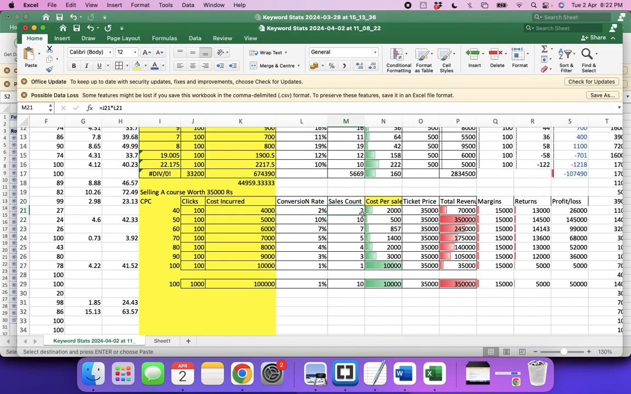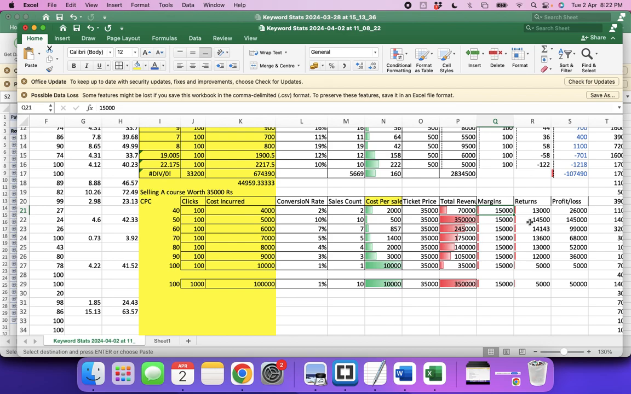Why? I'll tell you. Cost incurred is 4,000 to get 100 clicks and the conversion rate is 2%, so they made only 2 sales, correct? What is the revenue from these 2 sales? If each ticket is 35,000 rupees, the total revenue made is 70,000 rupees, correct? So by spending 4,000, they made 2 sales, so the cost per sale is 2,000 rupees. Your each ticket price is 35,000 rupees. Out of this, a trainer is charging 20,000 rupees per head, and you still have 15,000 left. Just keep it as 15,000 for now.